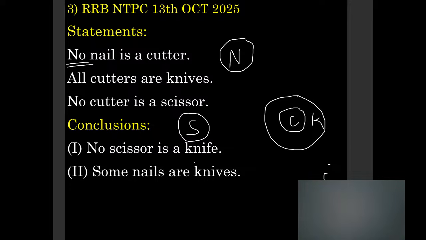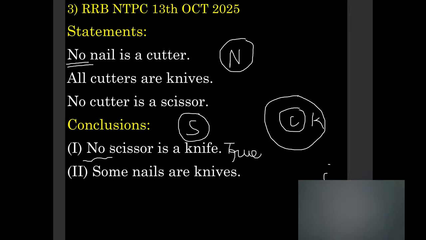No scissor is a knife. No scissor is a knife means we got this one as true, because no means it should not intersect. Scissor and knife both are not intersecting. So this is true. But based on the rules of syllogisms, when we got true once, we should check whether it becomes false or not. So let us check whether it becomes false or not.